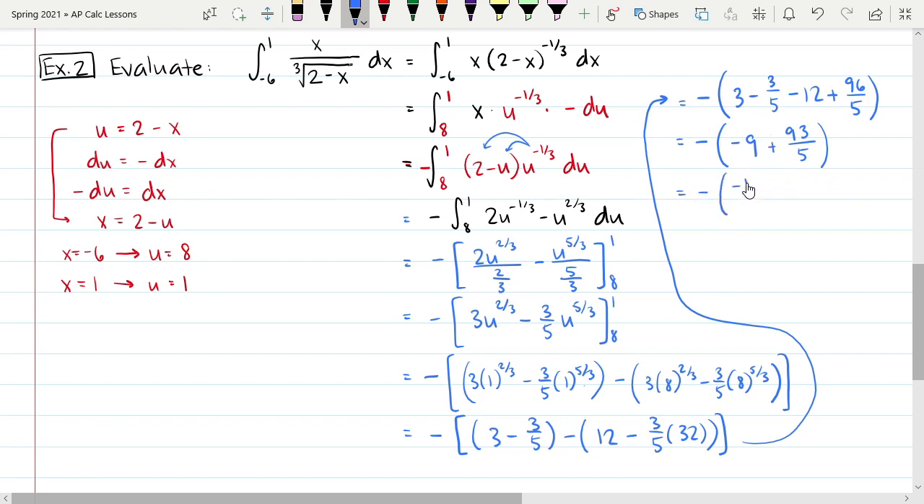So this is now a negative 45 over 5 plus 93 over 5. So negative 45 plus 93, that's going to be 48. So positive 48 over 5, but then remember we have the negative in front, so we get negative 48/5.